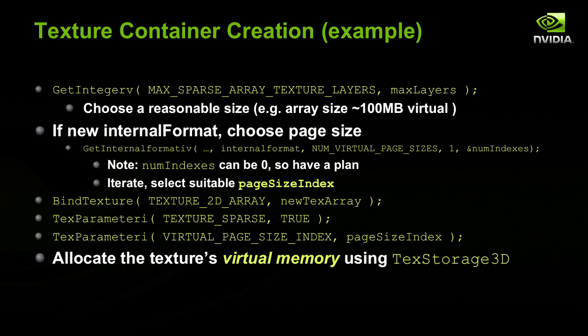If the texture that you're trying to create also has an internal format that you haven't seen, then you'll sort of need to step through the code for determining how many different tile sizes there are and pick an appropriate one. Again, I think you have to have code for this, but you can probably expect that, for example, 64K is the amount of memory in a tile, and then the layout will generally be something you can plan on being stable over time.